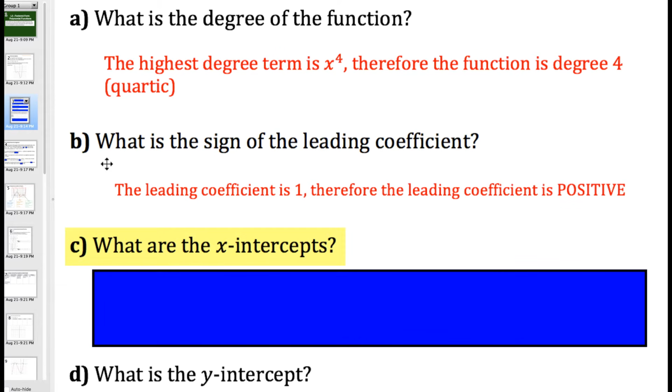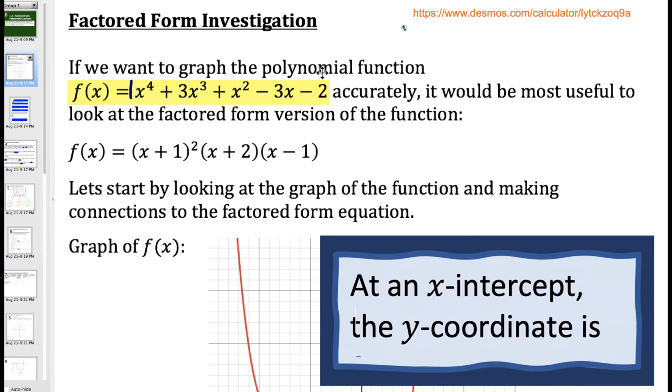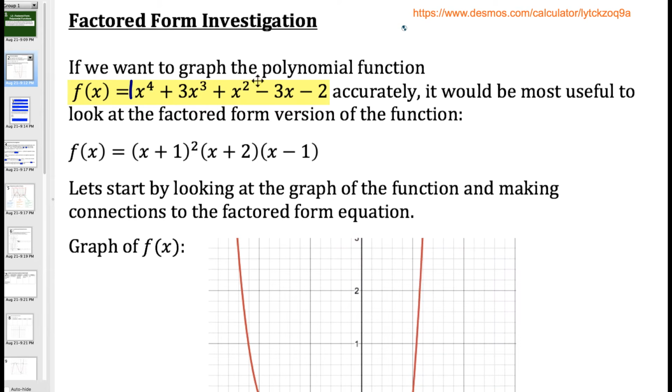Part C, what are the x-intercepts? Now, from the standard form version of the equation, we wouldn't be able to easily tell the x-intercepts. I wouldn't be able to easily tell what would make this equation be 0. Remember, at an x-intercept, the y value is 0, so if we can figure out what value of x makes the equation be 0, we know the x-intercepts. I can't tell that from the standard form version. I mean, I could start guessing and checking, and I might find something. But it's very easy to tell what would make this factored form version equation become 0.